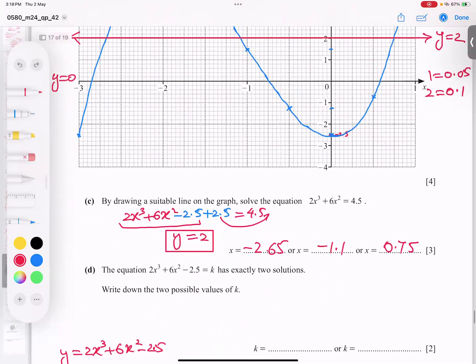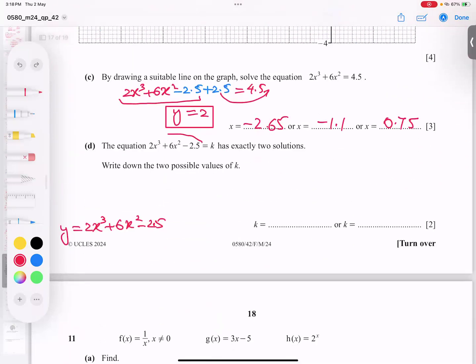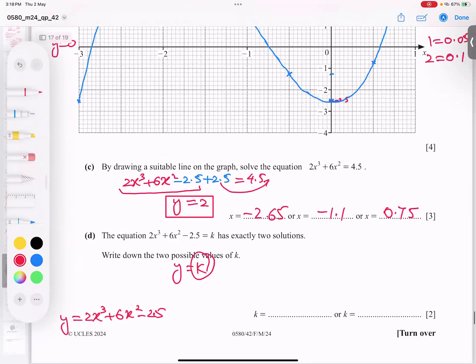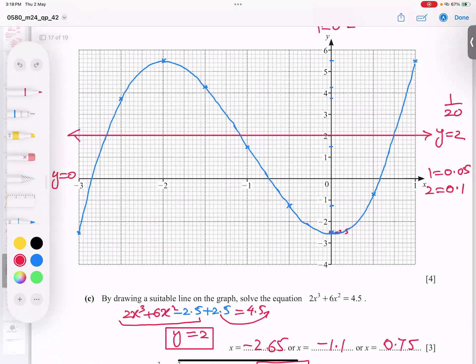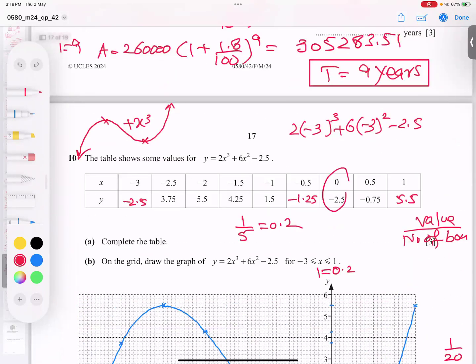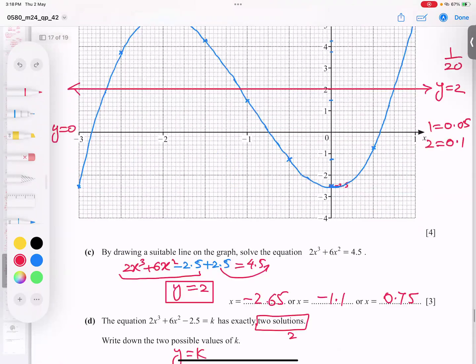Okay, students, this is done. Now he's asking, is this fully matching or not matching? Can I replace y here? Exactly, y equal to k. y is equal to k, y is equal to 1, y is equal to 2, 3, 4, different numbers. And he is asking for the two possible values of k which give how many solutions? Two solutions. So two solutions are only possible where the line touches and cuts. So this number is very important, especially the y value. And what is the y value at this point? Negative 2.5. It means a line which passes through negative 2.5, students.